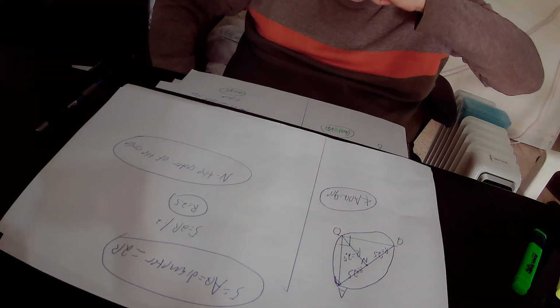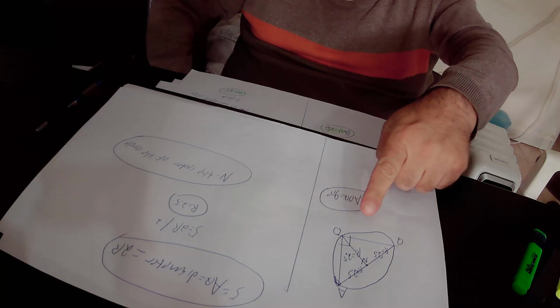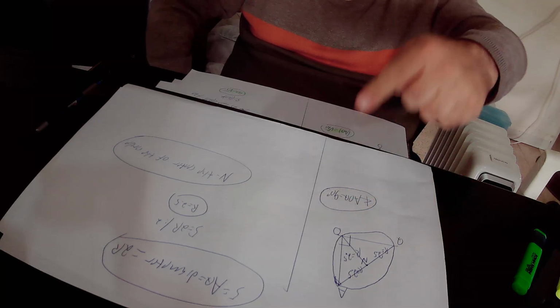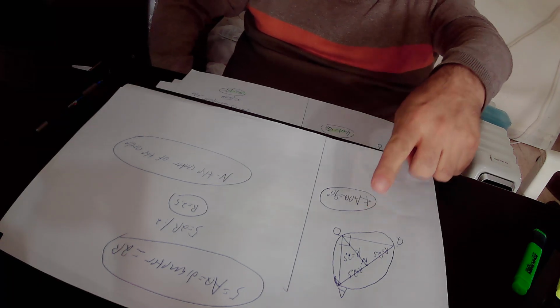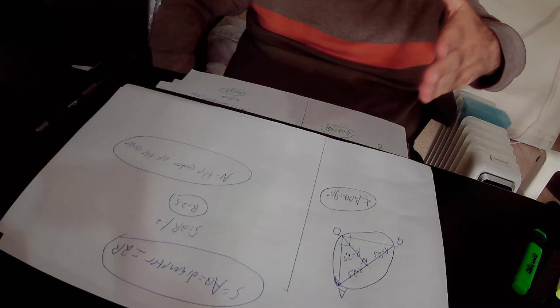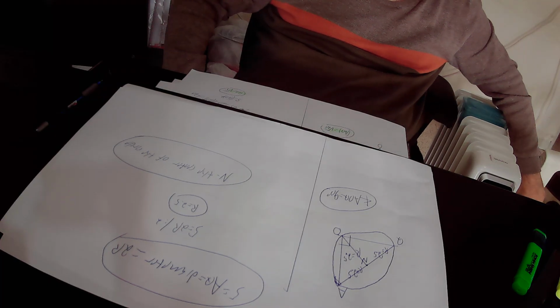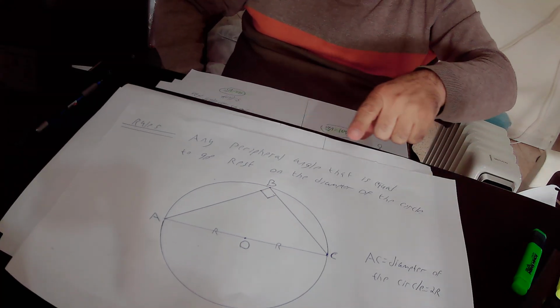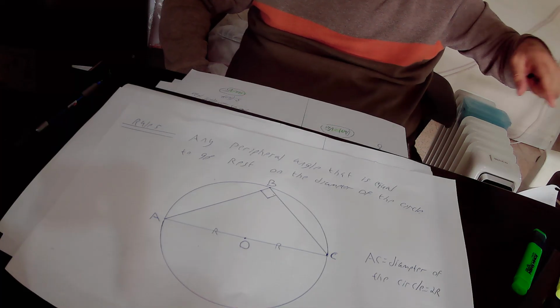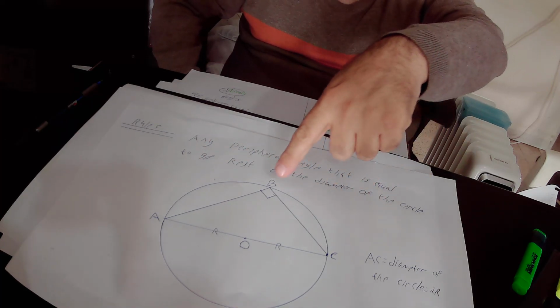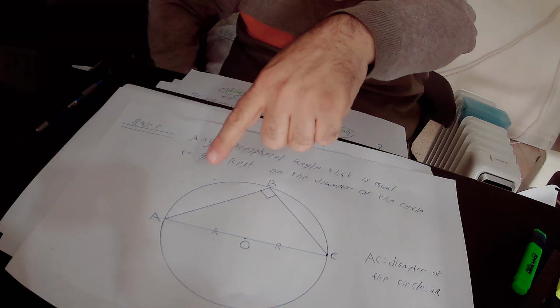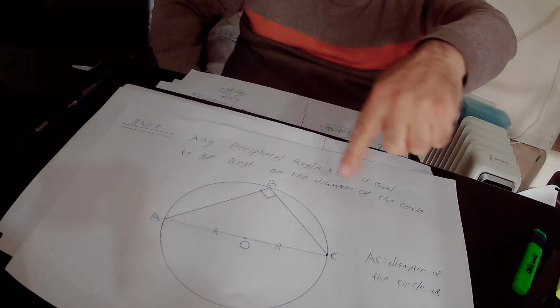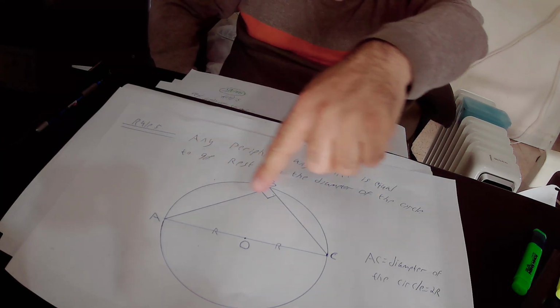In this circle we have peripheral angle AOQ that is equal to 90 degrees. And we have rule number 5 that says that any peripheral angle that is equal to 90 degrees must rest on the diameter of the circle. Here, peripheral angle ABC equals 90 degrees, therefore it must rest on the diameter of the circle. AC is the diameter. You see that peripheral angle ABC rests on the diameter, that is AC.